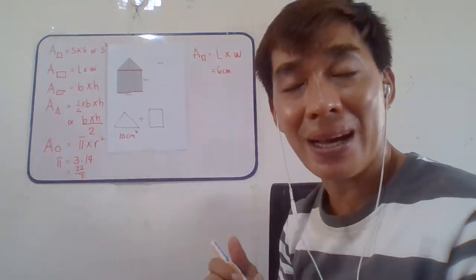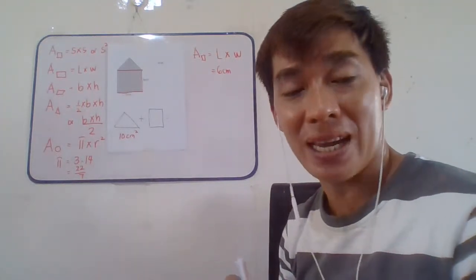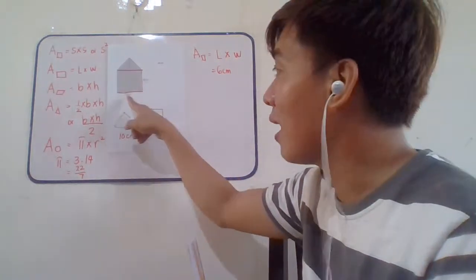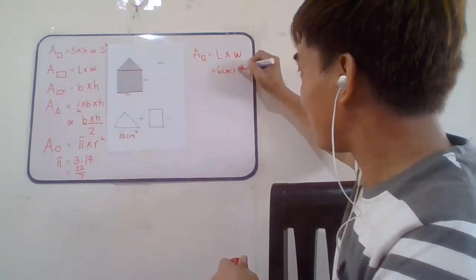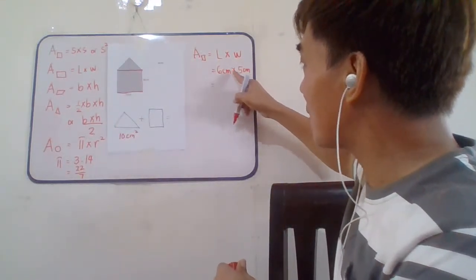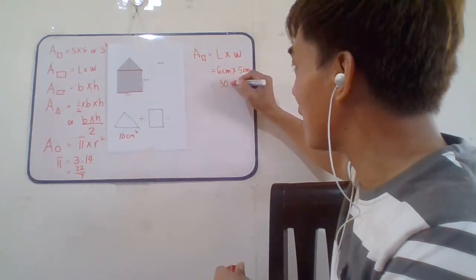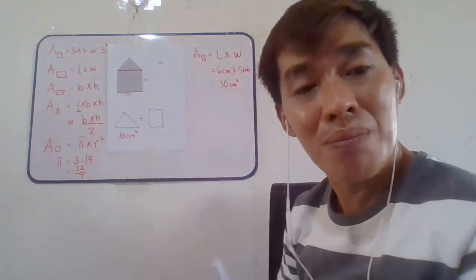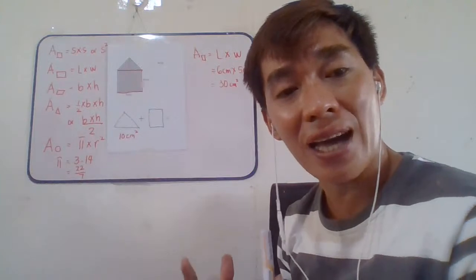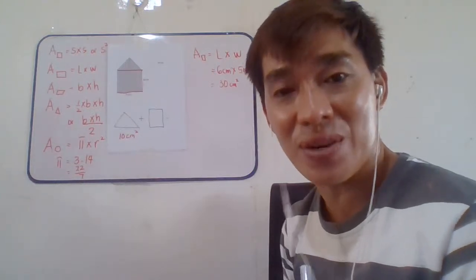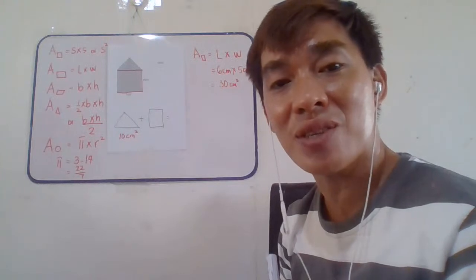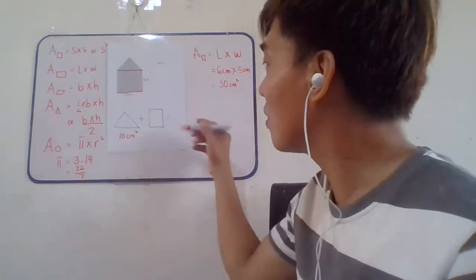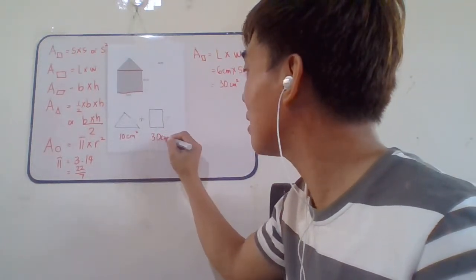Basically, the longer side is the length, and the shorter side is what we call the width. So the length here is 6 centimeters and the width is 5 centimeters. 6 centimeters times 5 centimeters is 30. Centimeters times centimeters is centimeters squared. Because we are counting the number of squares, our answer is always in square units, like square centimeters, square millimeters, square meters, square inches, square kilometers. So the area is 30 centimeters squared.